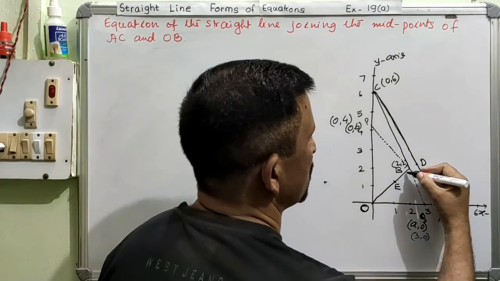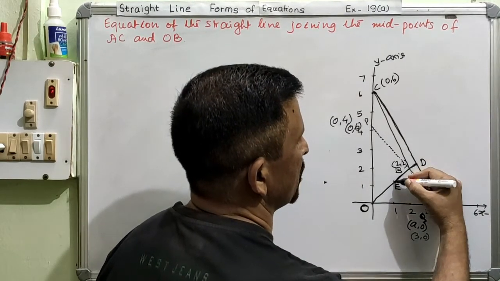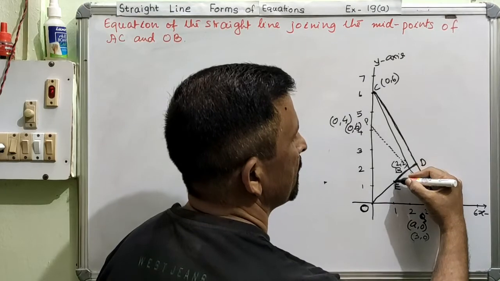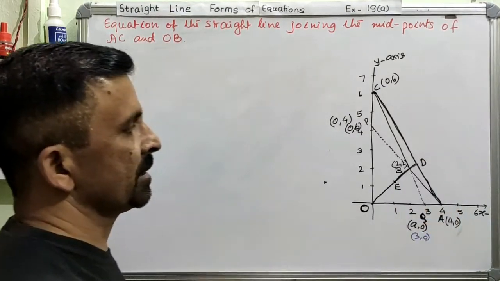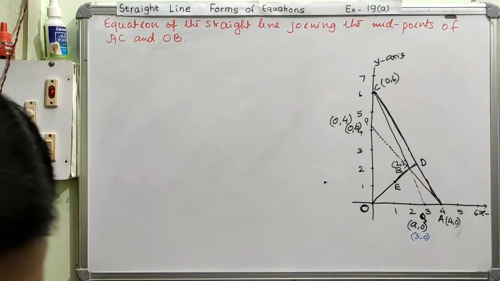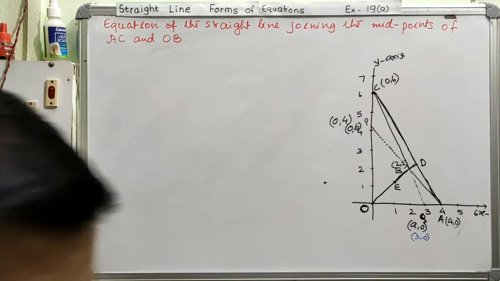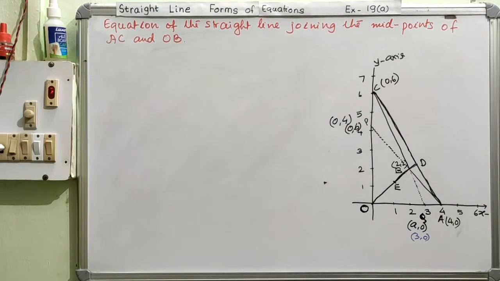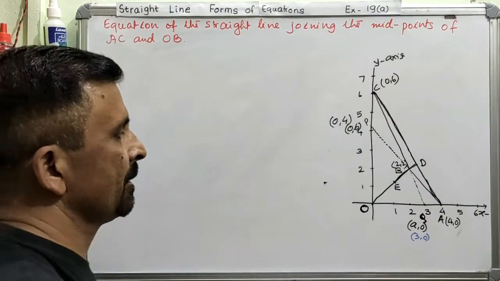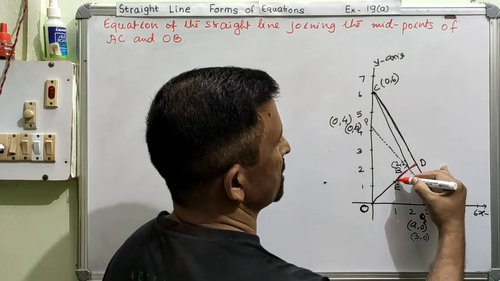So that means now you can join it. This is your straight line. So now you are asked to write the equation of this line. You are asked to write the equation of the line which I have marked. Let me make it more clear. Whose equation you have to write? You have to write the equation of this line. Can you see this? This is marked red.